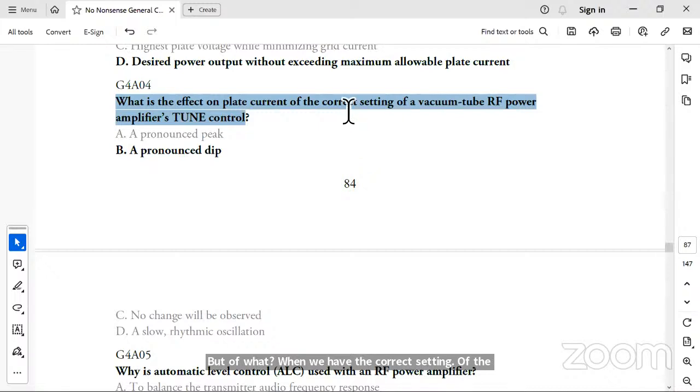So we're tuning the tube, right? We are using the tune dial, and we are looking at the meter. How do we know we have the correct tune value on that knob? We know it's correct because we will see a pronounced dip. As we turn that knob, we will see the needle dip a little bit and come back up. That point of dip is the correct setting.